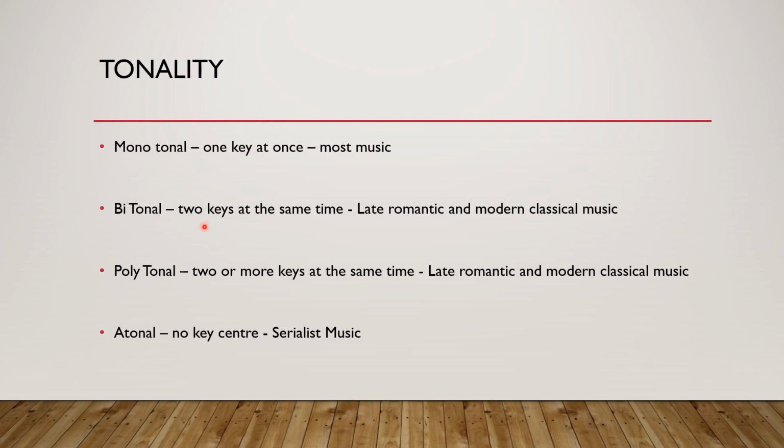We've got bitonal, where two keys are happening at the same time. Some late romantic and modern composers do that. And same with polytonal, two or more keys at the same time. Once again, I don't think this will be on the exam, but it's worth you understanding these terms. We've looked at atonal music. It's when there's no key center, no note feels like home because the composers use all the notes, not at the same time, but one after another to kind of give us a sense of confusion.